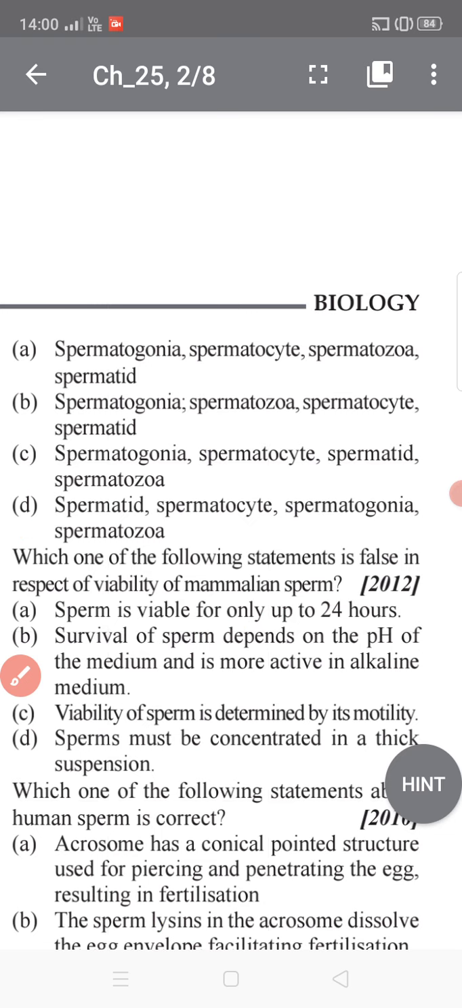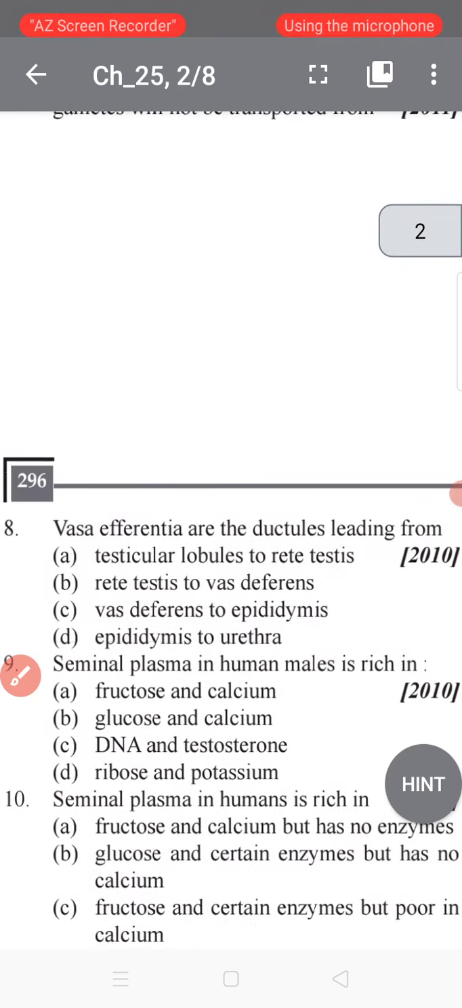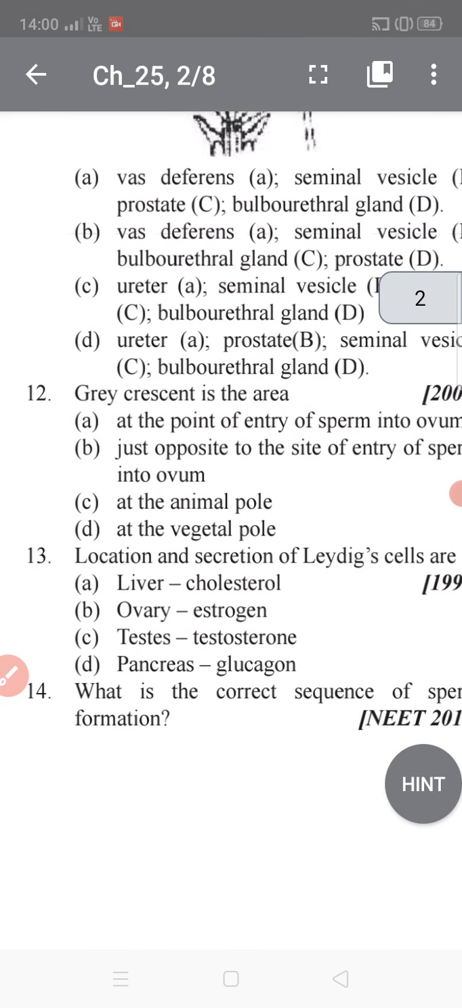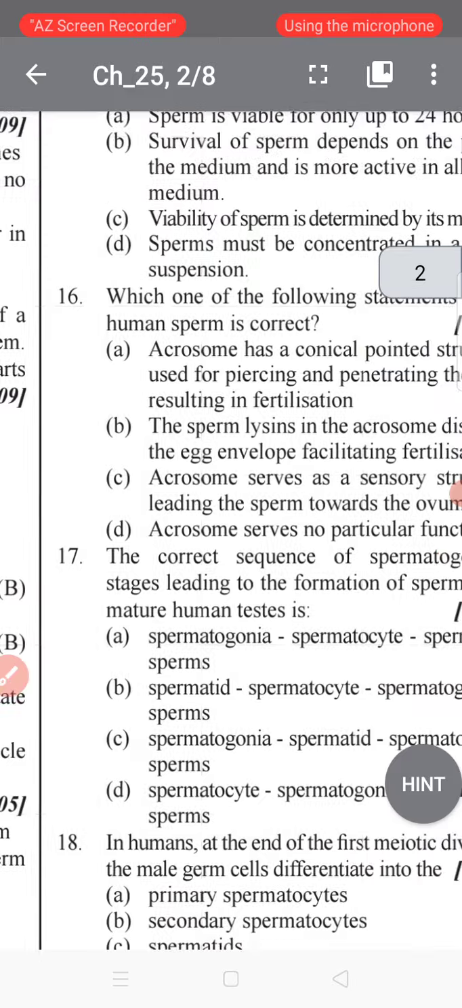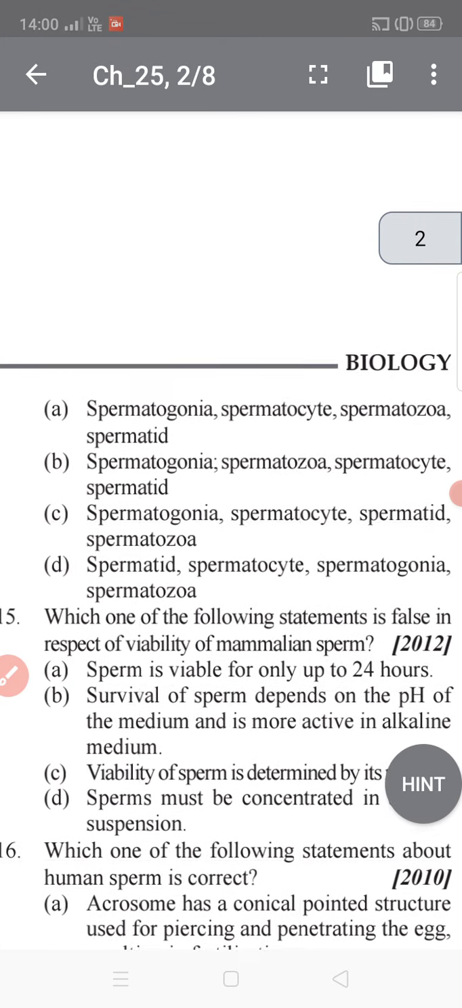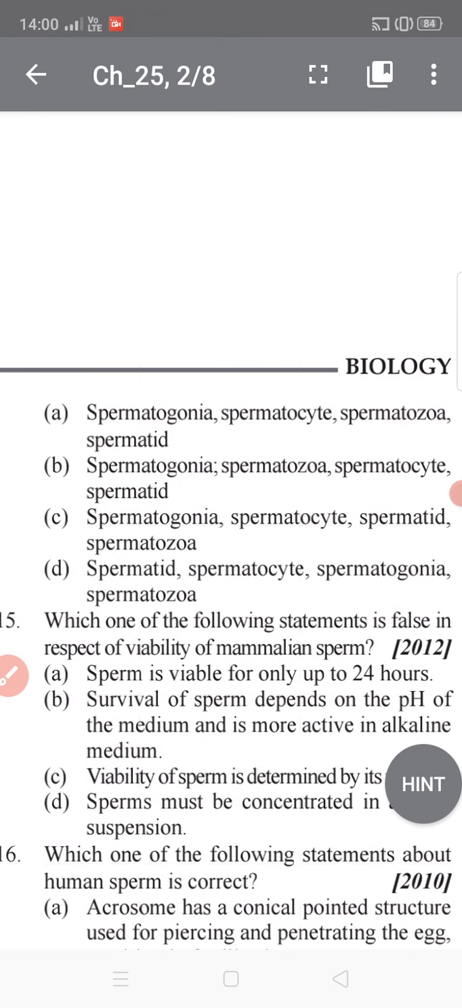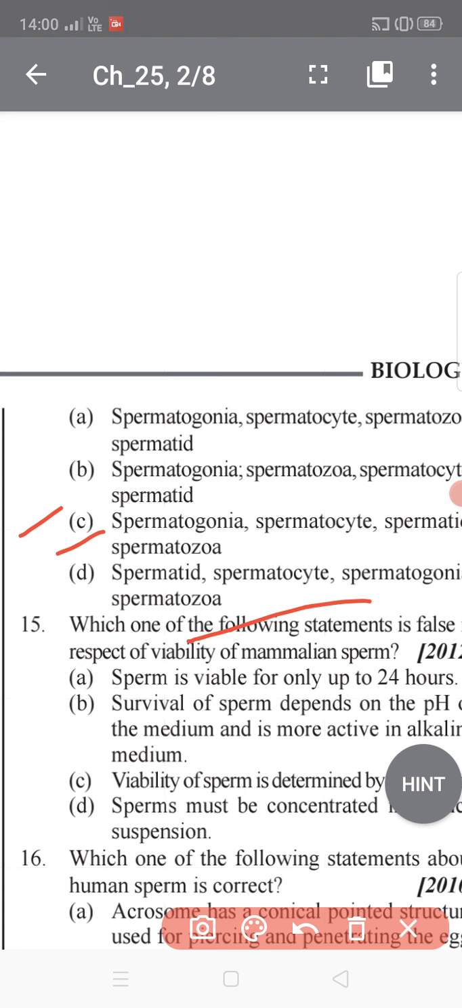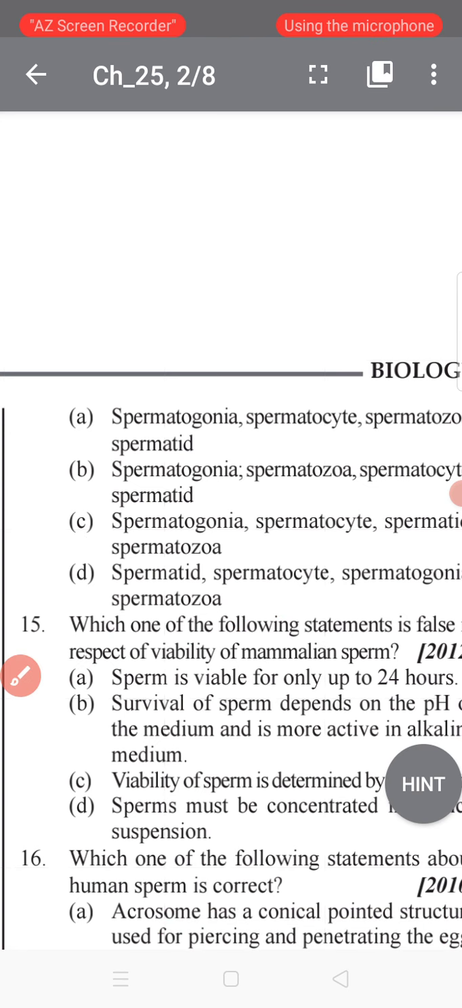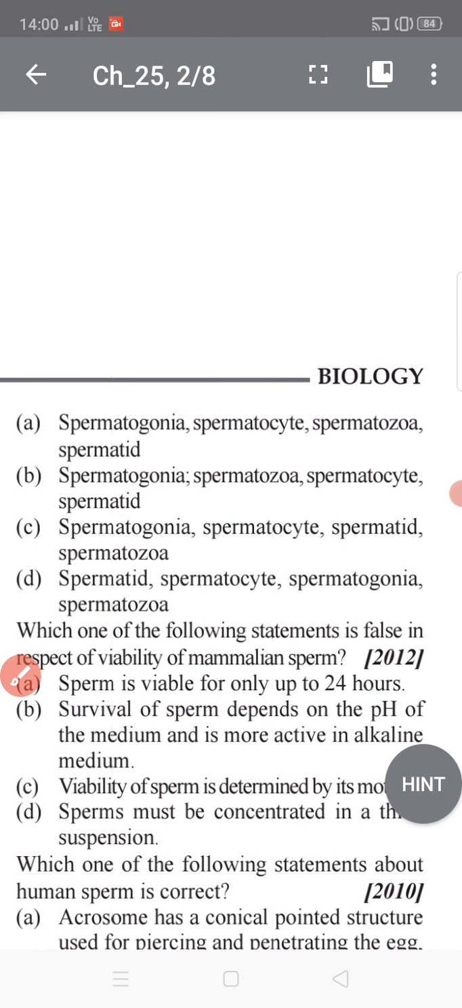So basically, what is the question asking from us? Again, we have to read. What is the correct sequence of sperm formation? In which sequence is the sperm formed? The best answer is option C: spermatogonia, spermatocyte, spermatids, then spermatozoa.